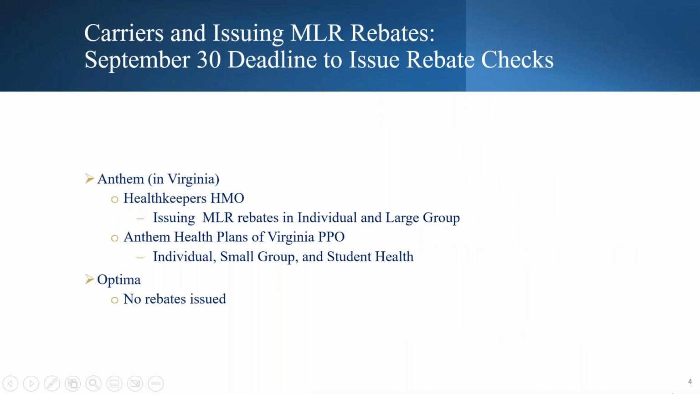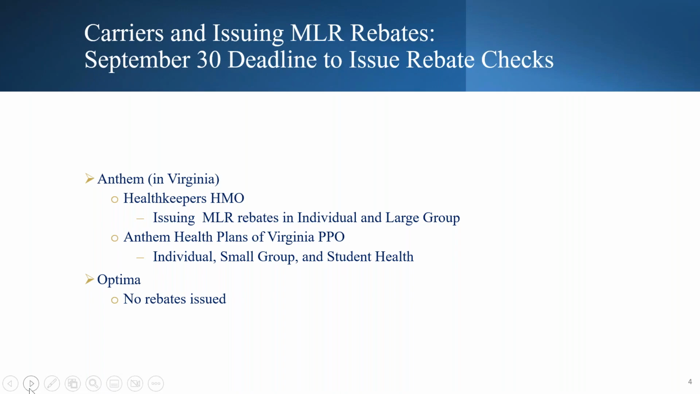Now, we do have some information on some carriers that are issuing rebates. They do have until the September 30th deadline to issue rebate checks, and some of them are still in that calculation process. But Anthem in Virginia, the HealthKeepers HMO, they are issuing MLR rebates in individual and large group. So if you happen to have anybody in your family, for instance, my son is on a marketplace plan, but he's on Optima. Optima isn't issuing any rebates, so he won't get a rebate. But if they had an individual plan with Optima in Virginia, they would, or large group. Anthem Health Plans of Virginia, the PPO, also issuing them in individual, small group, and student health. Optima isn't issuing any rebates. Cigna is in the large group market.